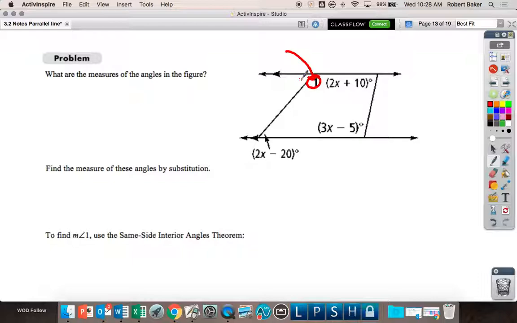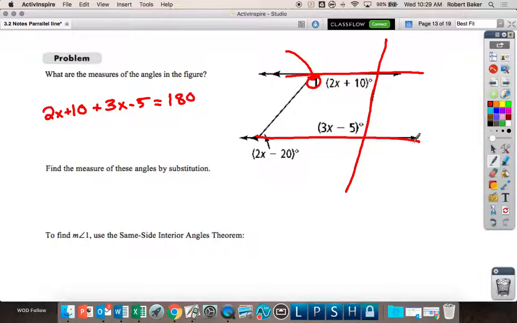Which ones? The 2x plus 10 and 3x minus 5. That is the correct process. We have to add 2x plus 10 to 3x minus 5, but we have to know what they add together to equal: 180. But do you know why that's true? Straight line. What happens is you guys forget that lines go on forever.